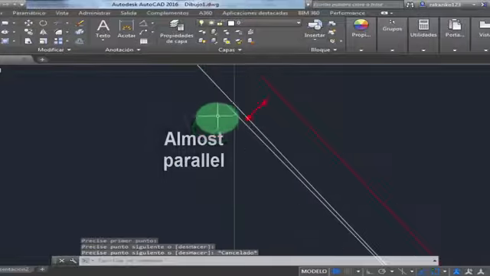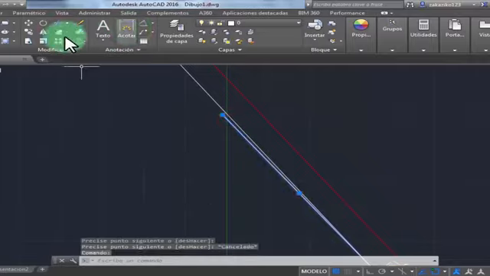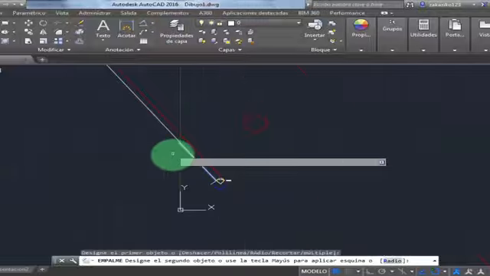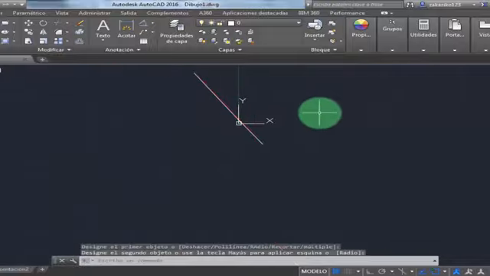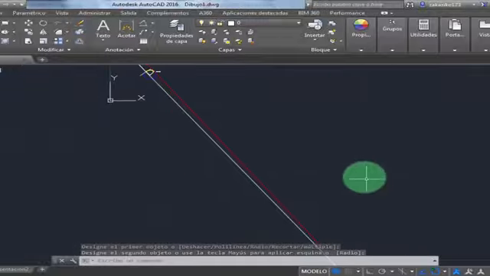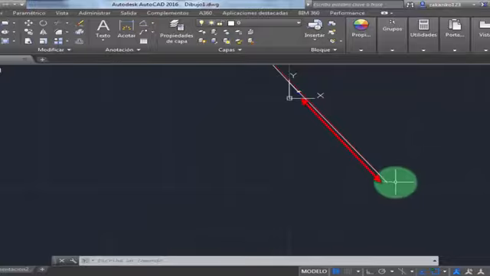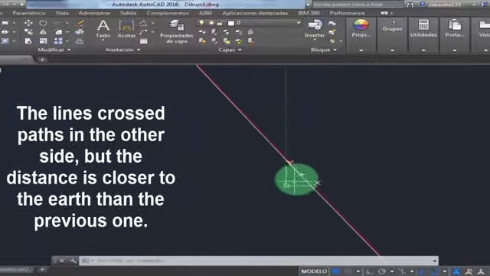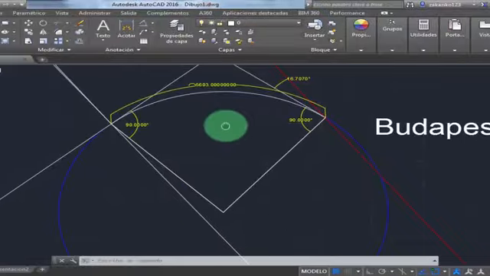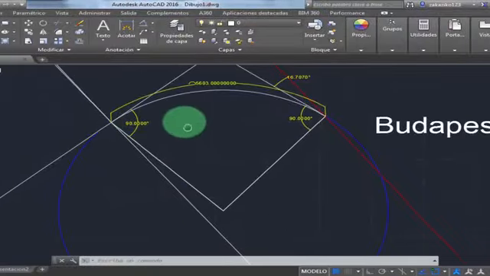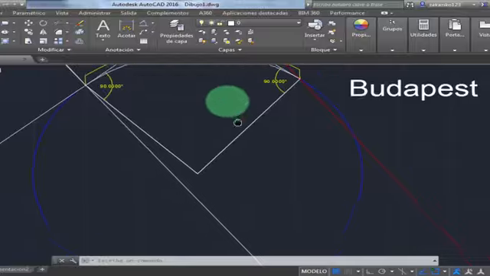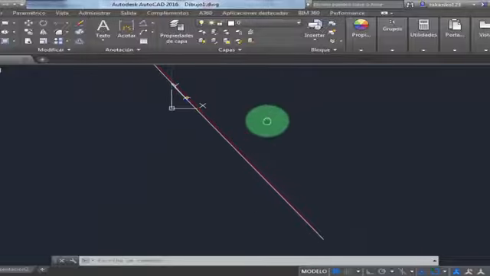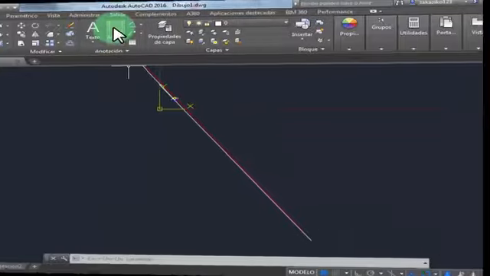That is almost parallel to the elevation angle in Budapest, and of course that is impossible in real life, but I will do it just to prove that the elevation angles that we can measure ourselves, without the help of any websites or NASA, do not work on the globe. Now check this out. The lines crossed paths on the other side, but the distance is closer to the Earth than the previous one. And that's obvious, and I'm not even going to measure it this time. I really tried so hard to make this thing work, but in vain. Not because I don't know how to calculate distances. It's because their whole model is 100% wrong.